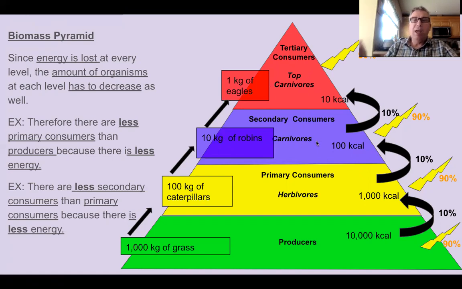So, as you get higher in the energy pyramid, the fewer organisms you're going to have. And it's mass. We talk about mass, and we don't necessarily talk about the number of organisms.